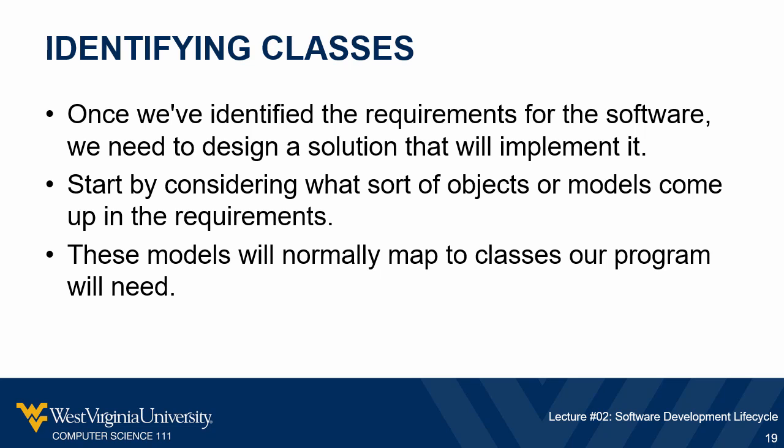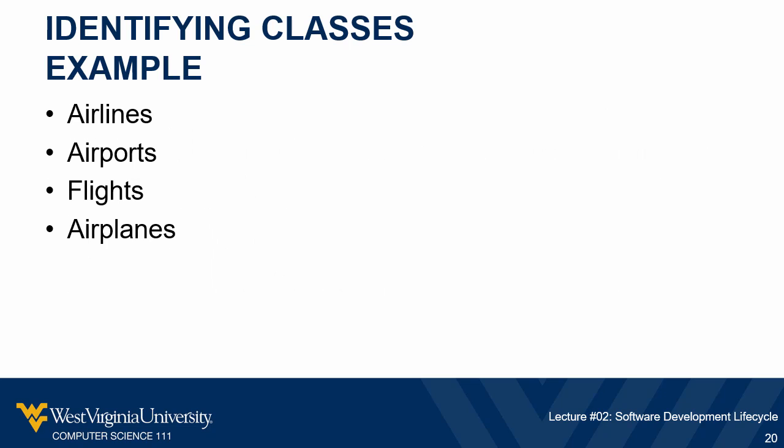Classes are designed to model different objects. So if we have specific real-world concrete objects that are coming up in our requirements, we probably want to think about creating classes to represent those objects. If we go back to our flight data system example, we said that we need to be able to track information for airlines, airports, flights, and airplanes. So we probably want to model each of those as their own separate class. And that's in fact what we're going to be doing.